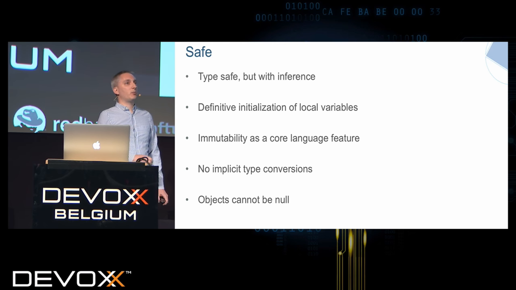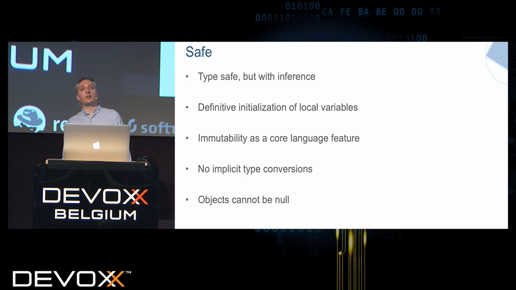So why do people describe it as a safe language? Well, firstly, it's a type-safe language. So everything in your program has a defined type, unlike languages like JavaScript, which are dynamically typed. But it does have type inference, so you can avoid a lot of the unnecessary keystrokes that you get in languages like Java, where you're constantly having to teach the compiler over and over again what the type is that you're talking about.